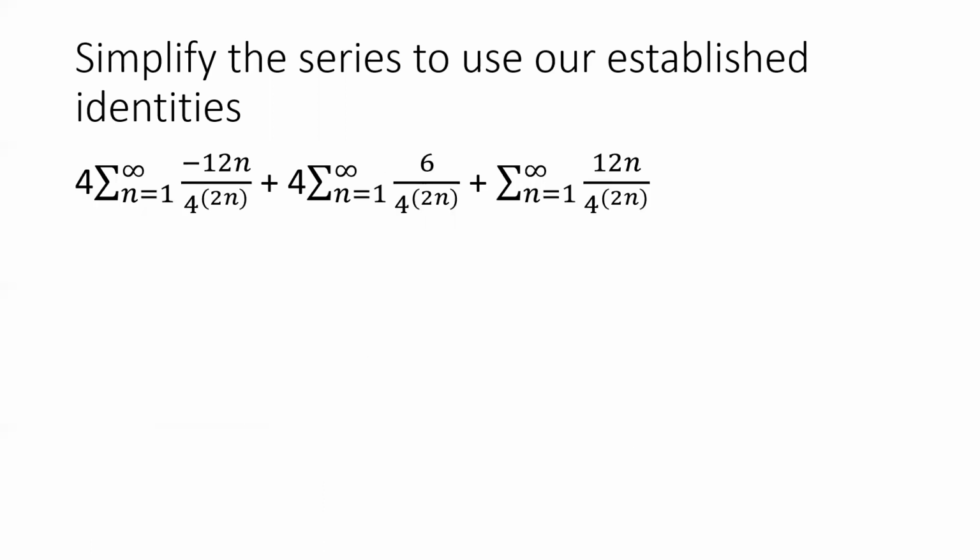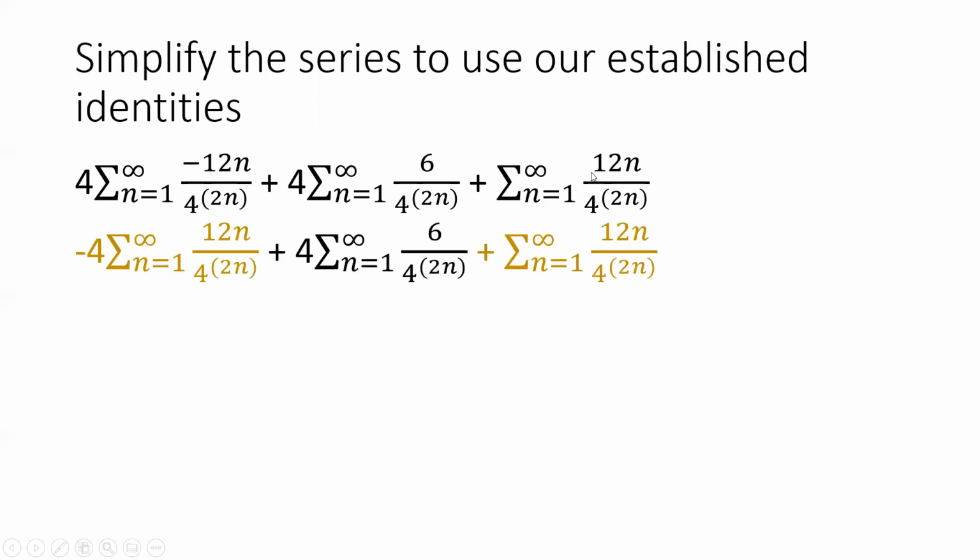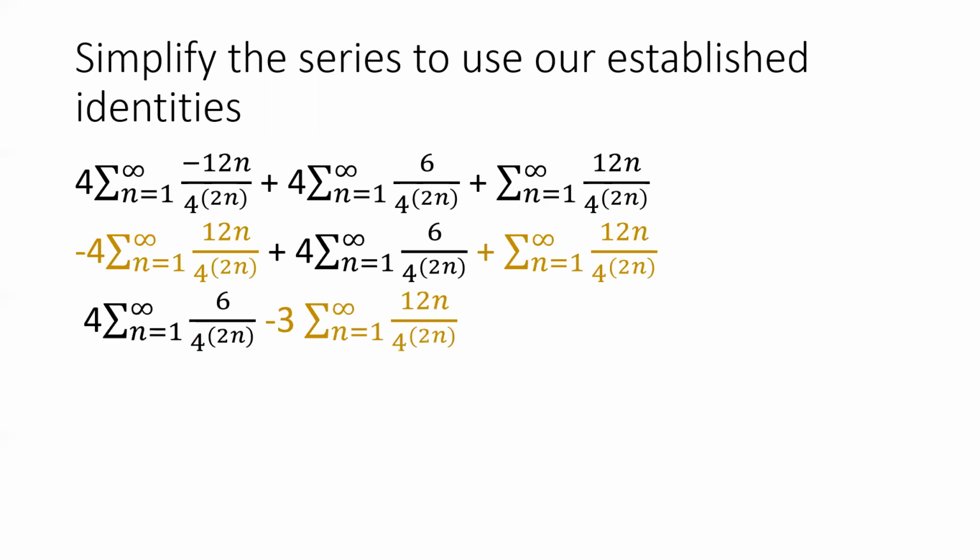Okay, so now we're slowly getting these things to be very similar, so we can try to combine things that we can. And one thing you may notice is that the first and last one are very similar. In fact, if I can just get this negative pulled out, I'll have 12n over 4 to the 2n on both the first and third expression. So let's do that. And now that they're both the same exact kind of series, I can combine them into a single series. Breaking this down to very simple, 4 times the summation of 6 over 4 to the 2n minus 3 times the summation of 12n over 4 to the 2n.